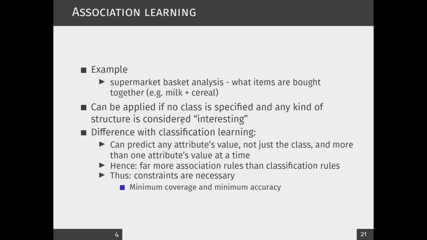The second one, association learning. Like I said, in supermarket basket analysis, what items are bought together is the interesting point that we want to highlight. So no class is specified, but we can look for any interesting structures. If you compare this with our previous classification learning, classification learning always predicts one particular attribute, right? So when you calculate attribute values, it's not just the class, you can look at any attribute combination. Therefore, usually you get a large number of association rules compared to classification rules. So you need to have a restriction or constraint for this.